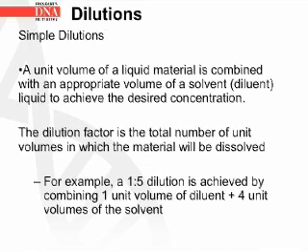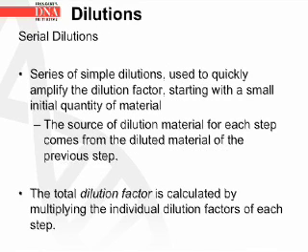Here is some important information dealing with dilutions. First, simple dilutions. A unit volume of a liquid material is combined with an appropriate volume of a solvent or diluent liquid to achieve the desired concentration. The dilution factor is the total number of unit volumes in which the material will be dissolved. For example, a 1:5 dilution is achieved by combining 1 unit volume of the material plus 4 unit volumes of the solvent. Serial dilutions are a series of simple dilutions used to quickly amplify the dilution factor, starting with a small initial quantity of material. The source of dilution material for each step comes from the diluted material of the previous step. The total dilution factor is calculated by multiplying the individual dilution factors of each step.